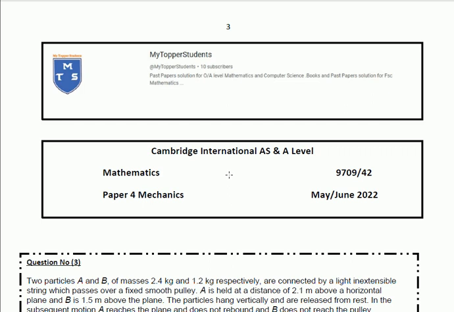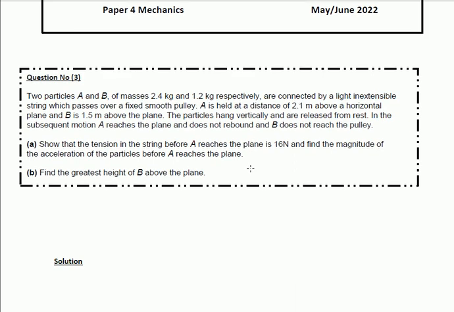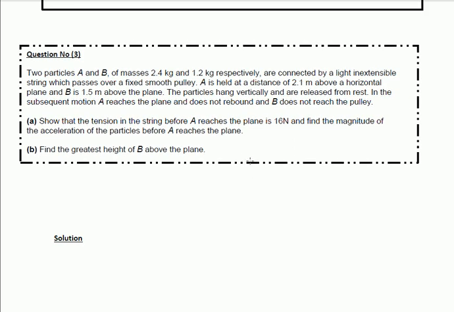In paper 4 mechanics, May/June 2022, question number 3 is: two particles A and B of mass 2.4 kg and 1.2 kg respectively are connected by a light inextensible string which passes over a fixed smooth pulley. A is held at a distance of 2.1 meters above the horizontal plane and B is 1.5 meters above the plane. The particles hang vertically and are released from rest. In the subsequent motion, A reaches the plane and does not rebound, and B does not reach the pulley.